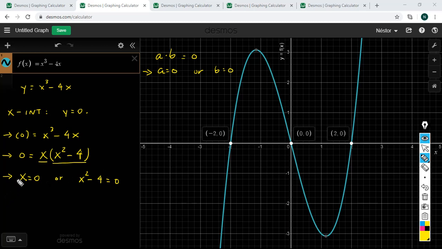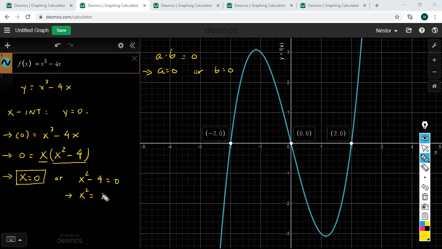And we already found one intercept, as you can see. X equals 0, which is this. This is the simplest x-intercept. And the other two x-intercepts, which are this and this, are going to be obtained by solving now this equation. Okay, so let's continue only in this part. So what do we get? We get this.